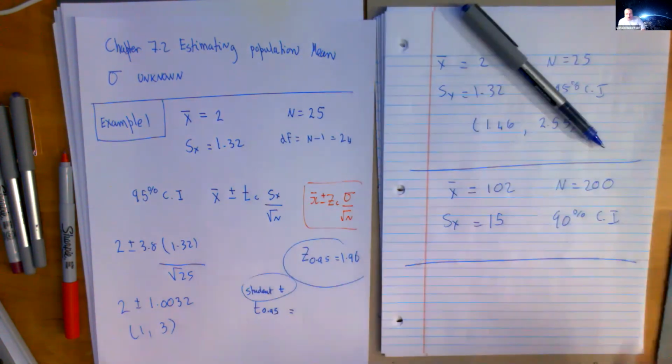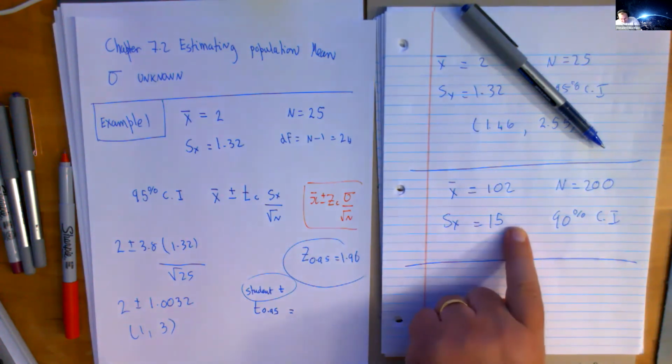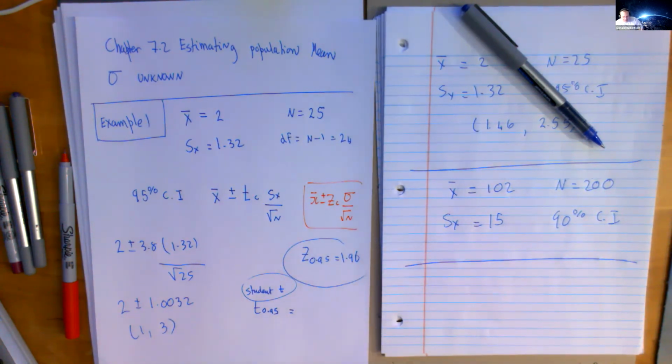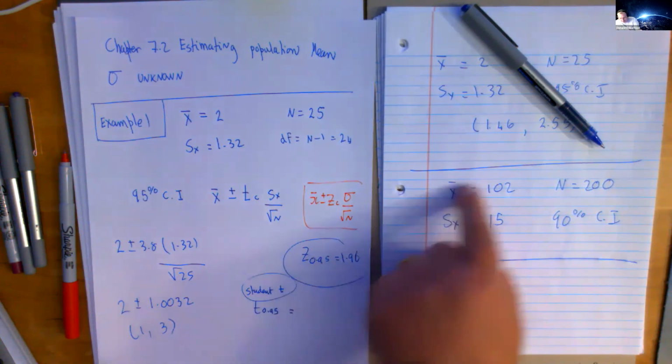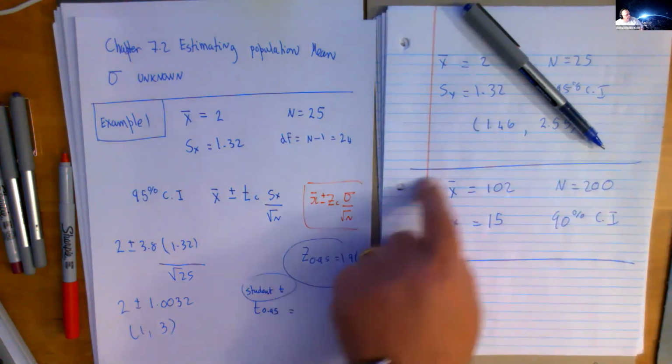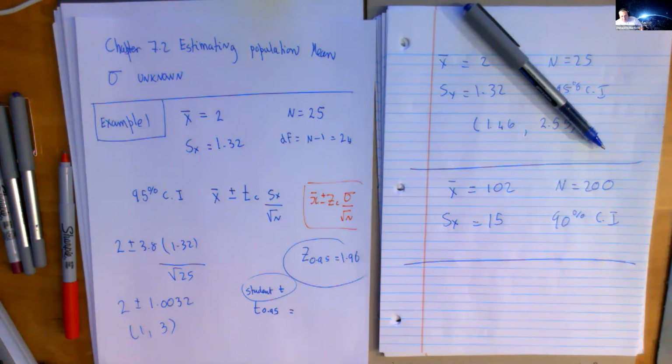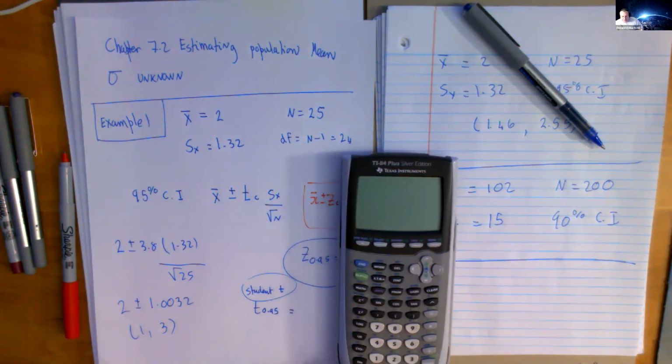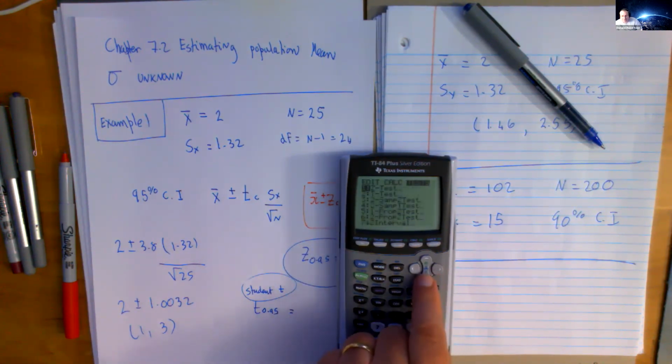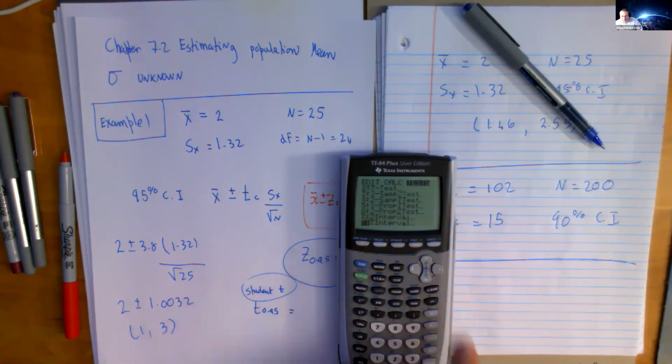I've only shown you one. Go for it. See if you can make it happen. Find the 90% confidence interval on this sample. And make sure you're on the stat side.